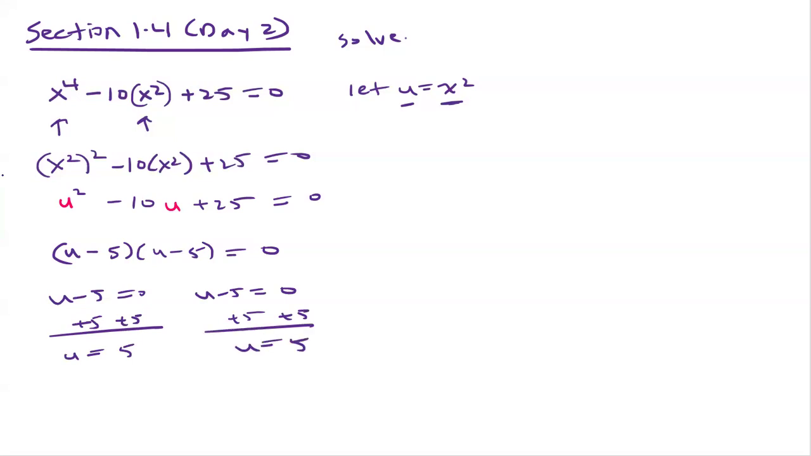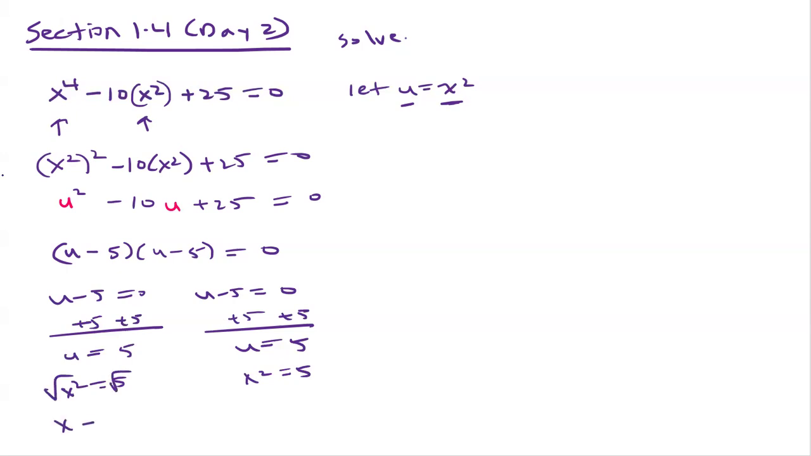Now we have to be careful because that is not our final answer, right? Because we said u was equal to x squared. So now we need to go back and replace u with x squared. So this is going to be x squared equals 5, x squared equals 5, and then we take the square root on both sides.